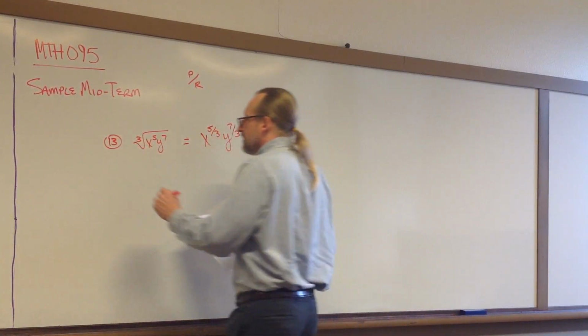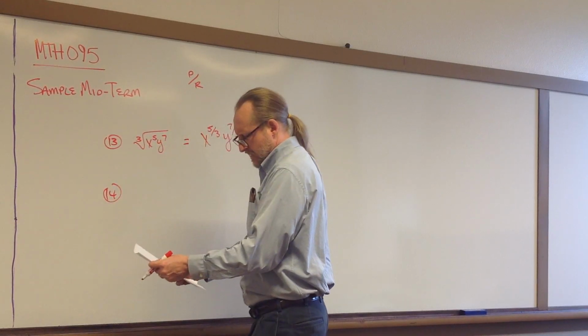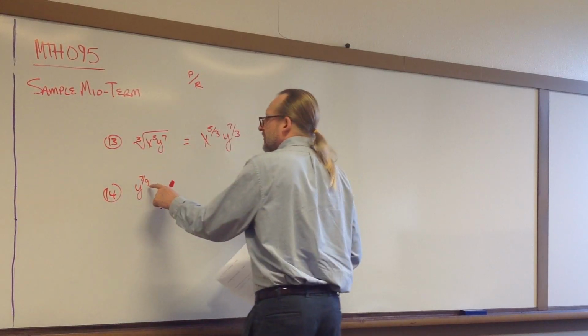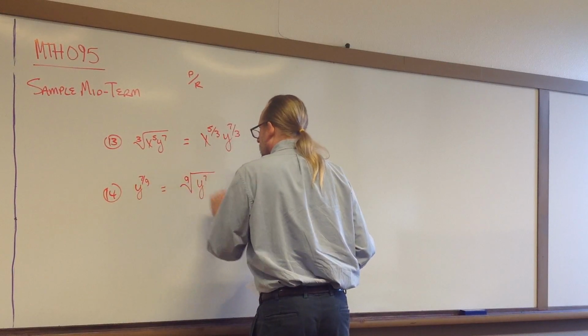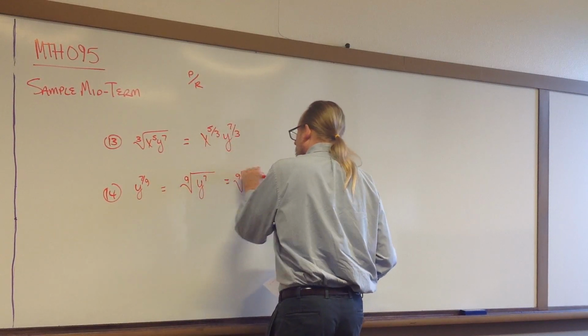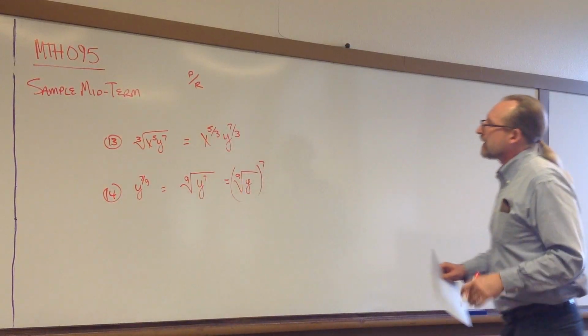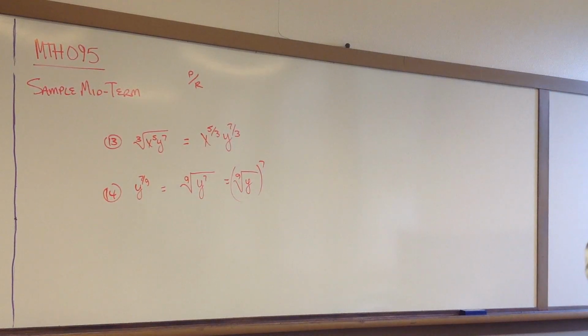Problem 14 is the opposite. We start with y to the 7/9. And right, the root is in the denominator, so it's the 9th root of y to the 7th power. If you like to put the power around the root like that, that's also correct. Either one is fine.